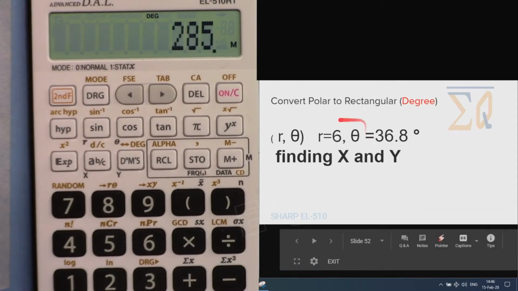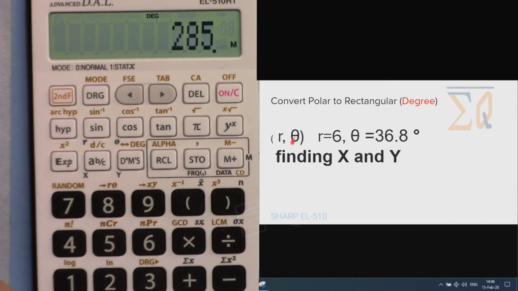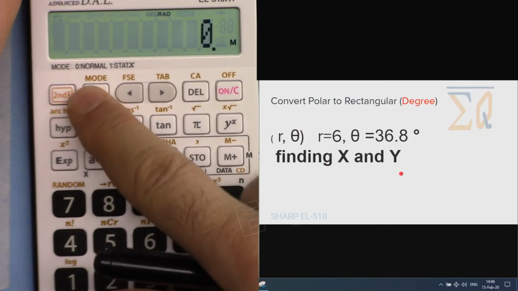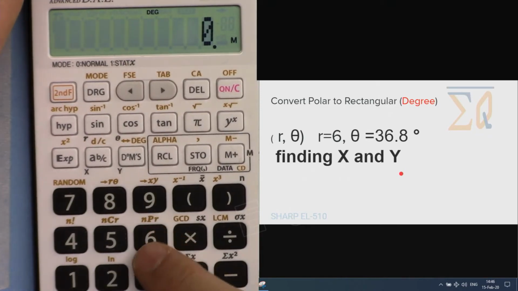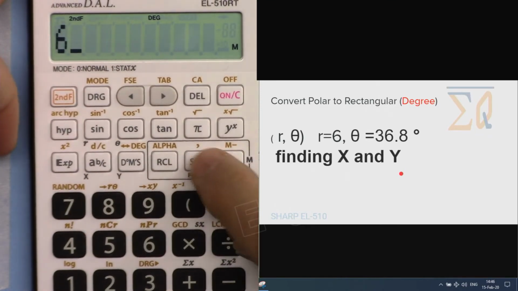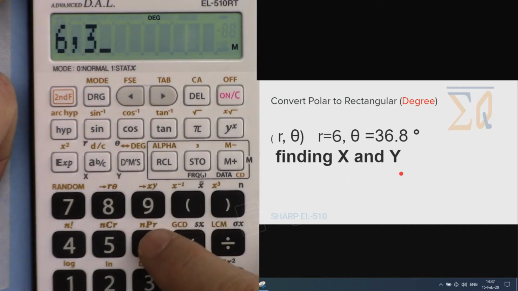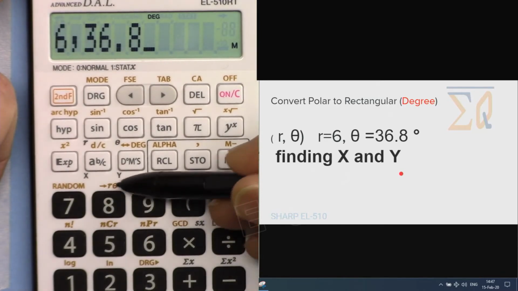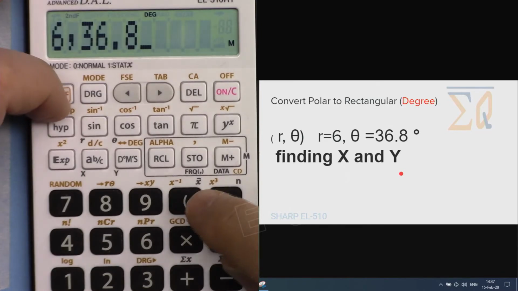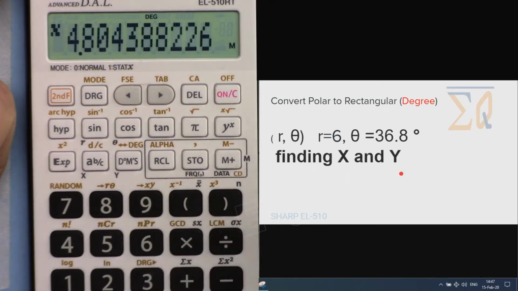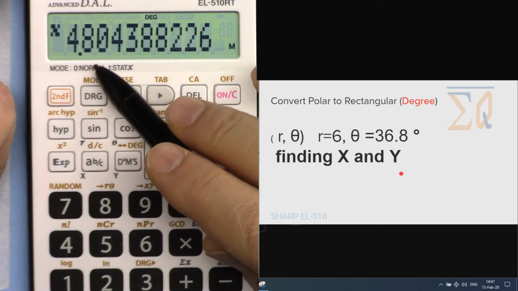Now let's see how we can convert polar and rectangular. I will have a separate video explaining with multiple examples, but in this one, let's say you want to convert, you have r and theta. R is the radius, theta is the angle in degrees, and you want to find x and y. We have to be in degree, which we are. If not, just press this. So we are in degree. So r is 6, and then we press second function and this comma here. We put comma, and then 36.8. Now to convert it to x and y, we press second function, and then this x and y. Now it gives you x, which is 4.8 something.